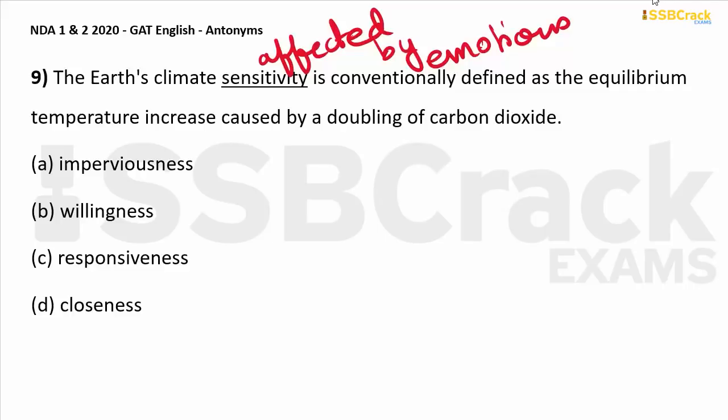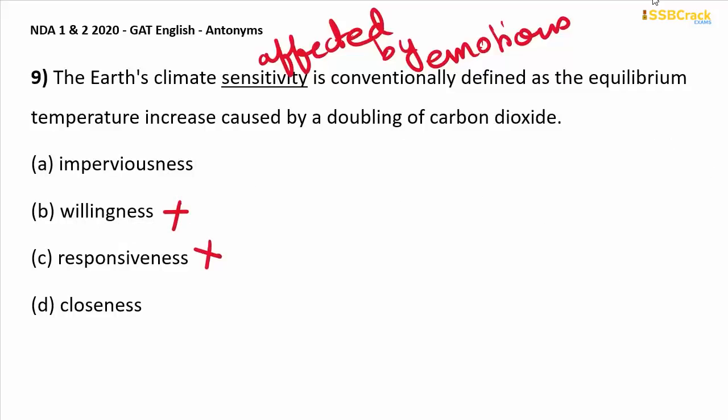So willingness, responsiveness is one of the synonyms of sensitivity. So you can cross these two options out. Closeness means intimacy. Again, it has something to do with being emotional or being bonded by emotions. So you can cross this option as well.